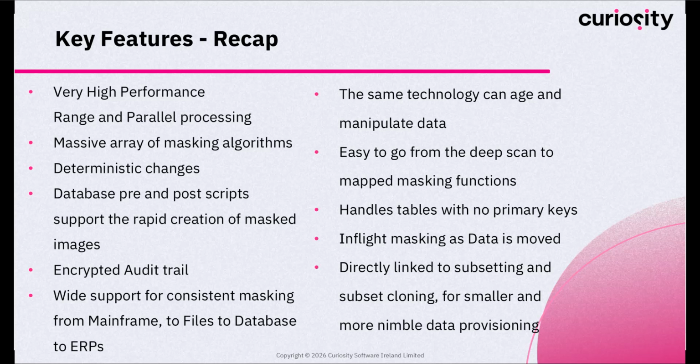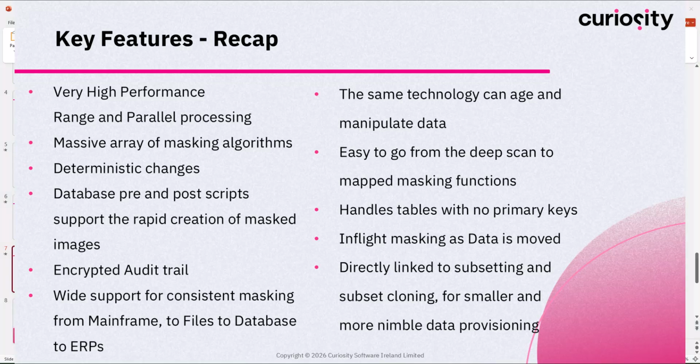The same technology can be used to age and enhance your data. It's very easy to go from deep scanning to map masking functions. We handle tables with no primary keys. We can also perform in-flight or static masking depending on your choice. We also have an integrated set of utilities that link together so you can subset, clone and mask in one go. We create an ecosystem to help you build much more nimble data provisioning processes.